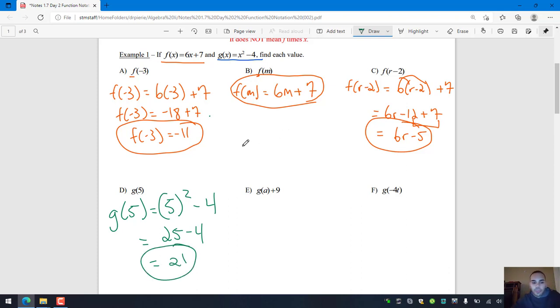Okay. So the only difference with this one is instead of the letter f, I wanted you to solve for the function g, plug in 5 in for x.